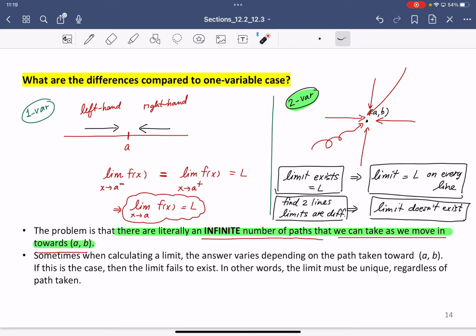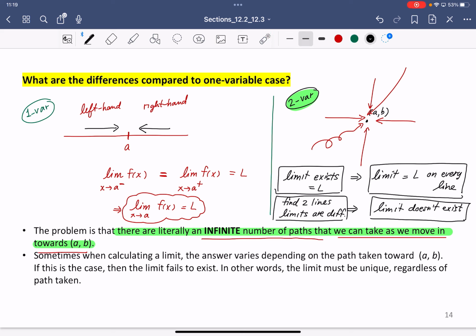So one more time: if you find two lines where the limits are different, then the limit does not exist. Because you can pick one line here, and if the limits are different, the limit does not exist, and that's all you need for this question. Then you can conclude that the limit does not exist.